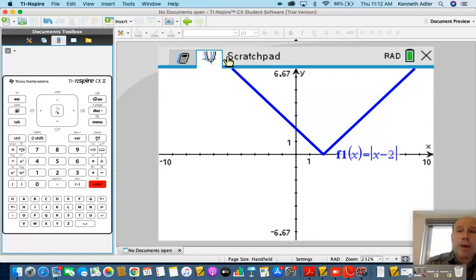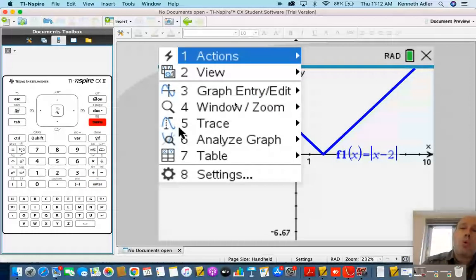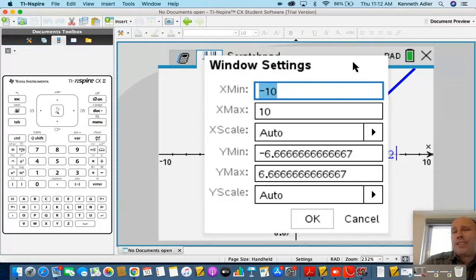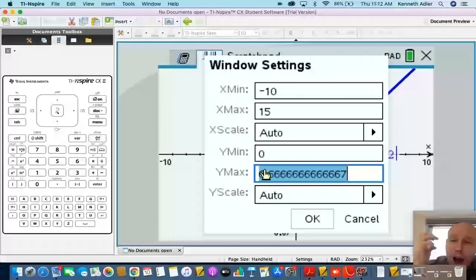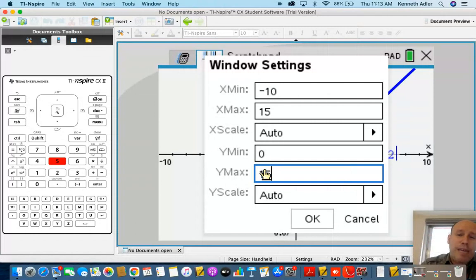Well, I need to expand my window. I need to make this bigger, and I know there's probably going to be some intersection out west and to the right. So let's go to menu, window. I'm going to do my own settings. My x min, let's leave it at -10, but my x max, I'm going to expand to 15. My y min is 0 because I'm only dealing with absolute values, which are above. But my y max, we know that we put the line y equals 9, so let's make this 15 also.